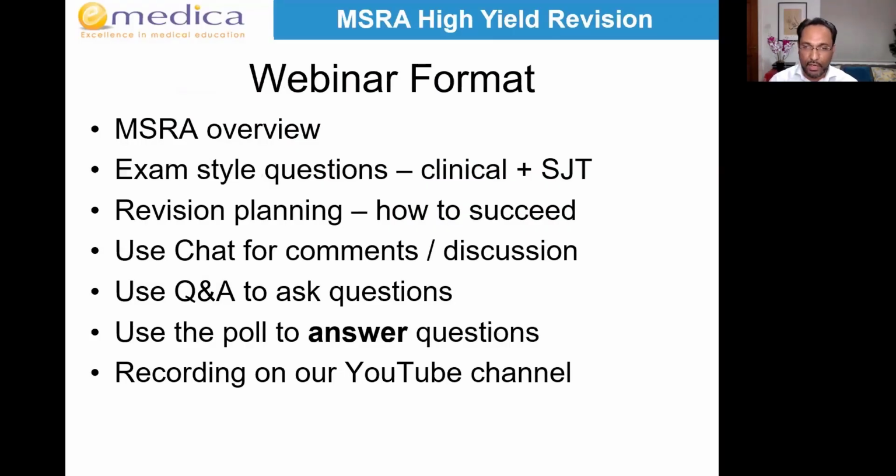So in terms of the format, we're going to start with an overview of the MSRA. The main thing is to get you into exam mode by practicing some high yield exam style questions. So we'll do some clinical questions, we'll do some SJT questions so you can get used to different styles of question. We'll look at revision planning. How can you make the most of your time? How can you succeed to get the best score possible?